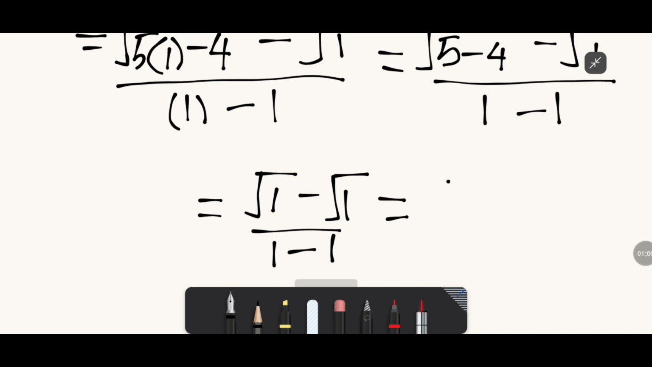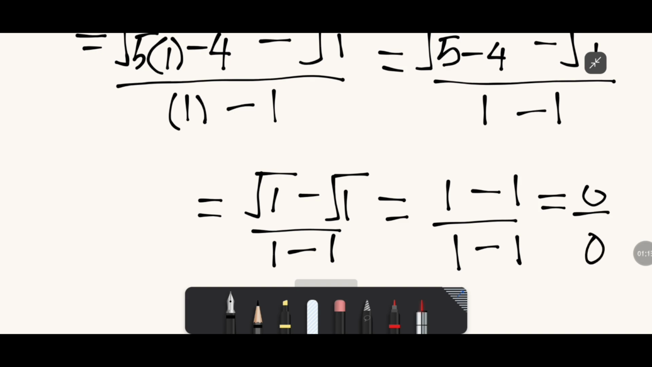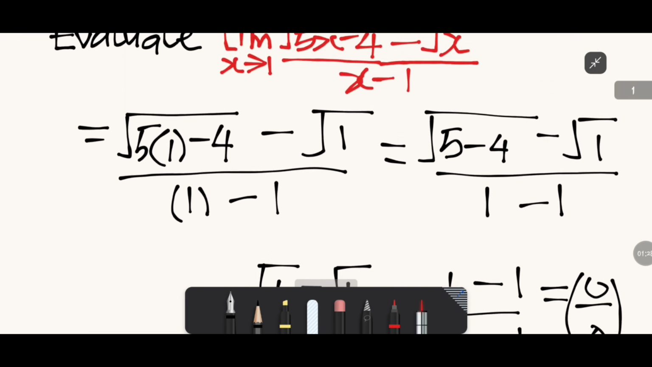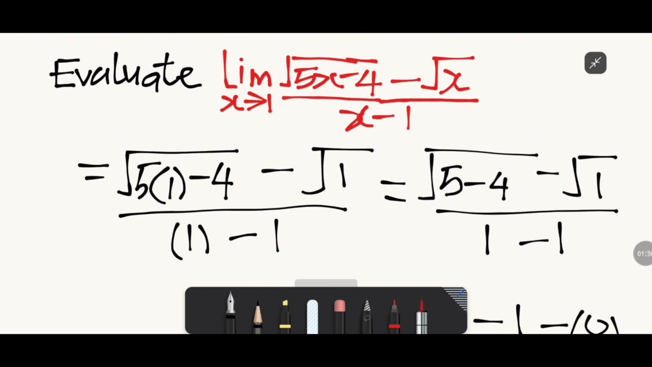Square root of 1 is still the same as 1. So we'll be having 1 minus 1 all over 1 minus 1. So this is going to be 0 over 0. And this answer is not the limit of the function. Anytime we have 0 over 0, we should know that it is not the limit of the function. This is called an indeterminate. So what we have to do in this case is to use a different approach to solve this problem.